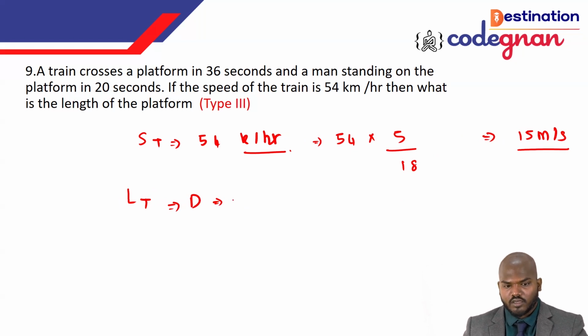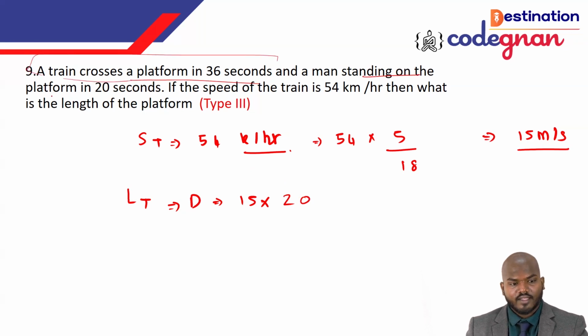So speed is equal to what? So speed we can call it 15. And time is equal to what? We can call it 20 seconds, not the 30 seconds, because it's a man standing on the train. So the length of the platform, you never take as the length of the train. You need to take only some particular portion.